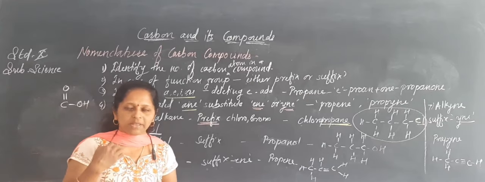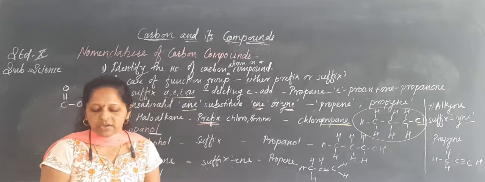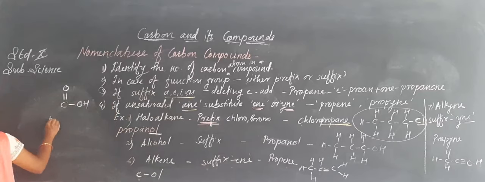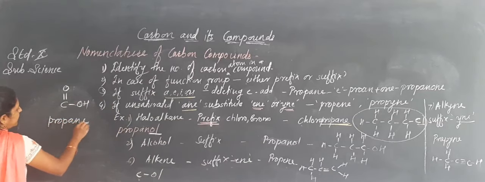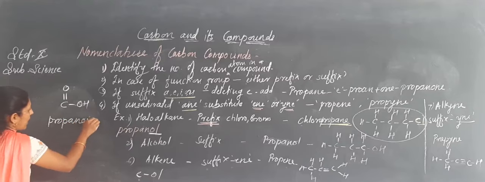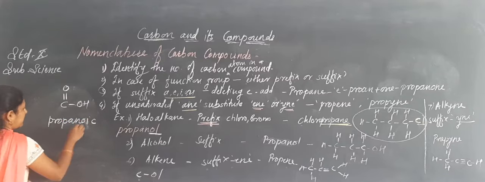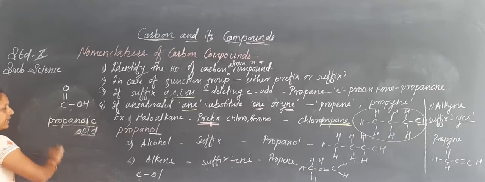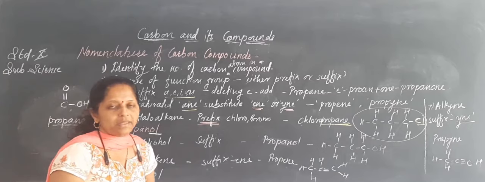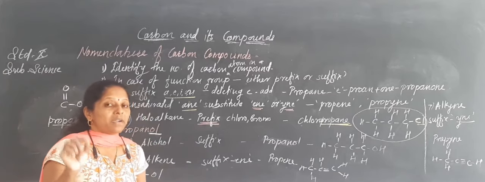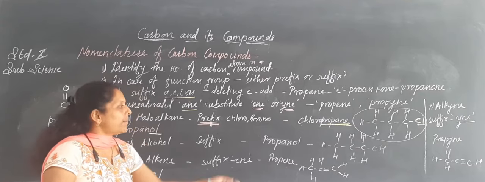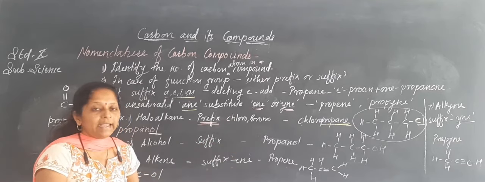that group is called a carboxylic acid. And when a carboxylic acid is present, E is replaced by OIC. So instead of the E you should write OIC. If propane is there and a carboxylic acid is there, then E is replaced by OIC, and write acid also. So propanoic acid, whenever a COOH group, the carboxylic acid group, is present. I told you functional groups are there, you should find that functional group, and these are very much necessary. About the ENE and YNE, I have already explained earlier.